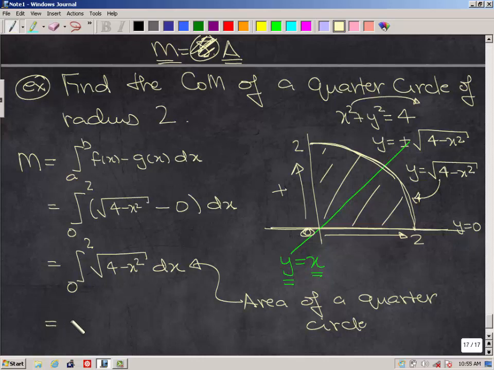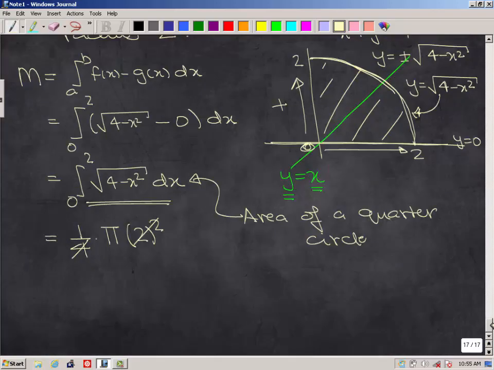So from geometry, even though I cannot integrate this in Calc 1, I do know from geometry how to calculate area like we did in section 5.4. So in 5.4 you did that, where you were just given a region and you wanted to find the area. So the area is going to be, it's a quarter circle, so we're going to take 1/4 times the area of a circle, which is pi r squared. R is 2, so we get 2 squared, so these will cancel. So my mass is the same as my area, which in this case is just pi.